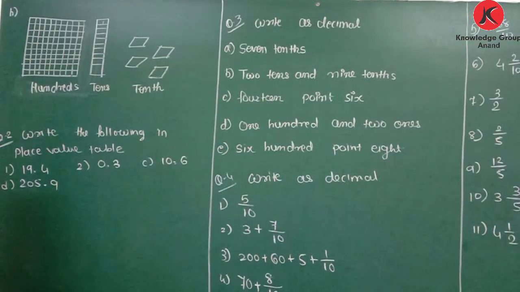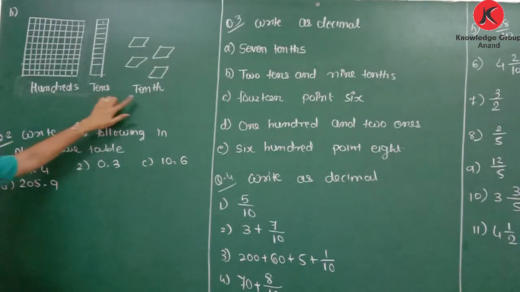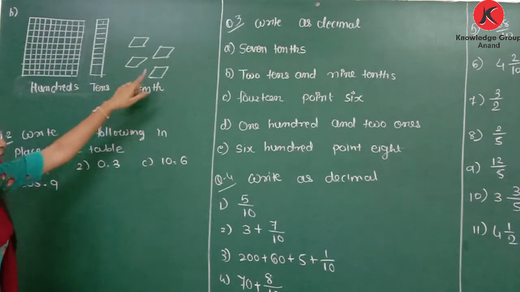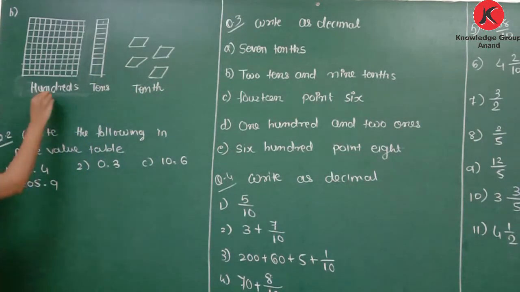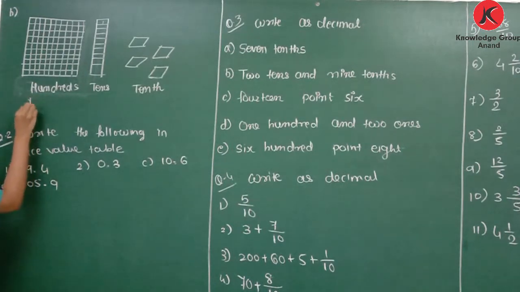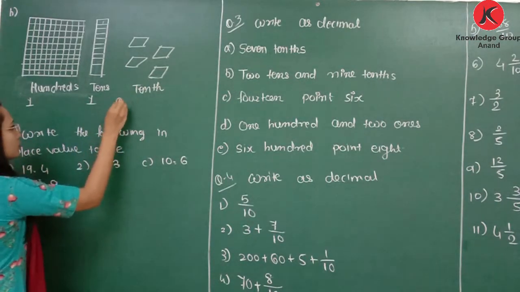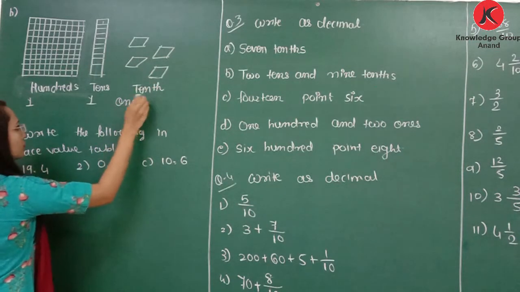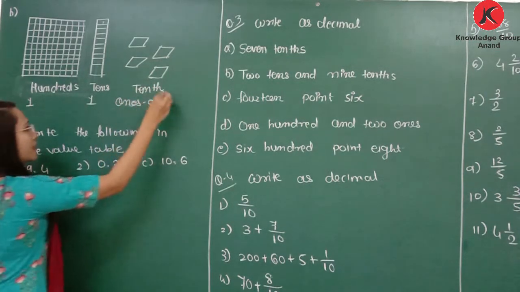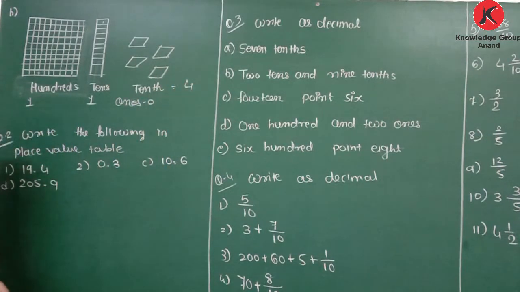Now next figure is given. So here you can see this represents hundreds, this represents tens, and this represents tenths. There is no block that represents ones. So here how many hundreds are here? Only 1. So that is 100. Tens, only 1. Ones is not given, so ones is 0. And tenths, how many? We have 4 tenths. So as a decimal we can write 110.4. Clear?